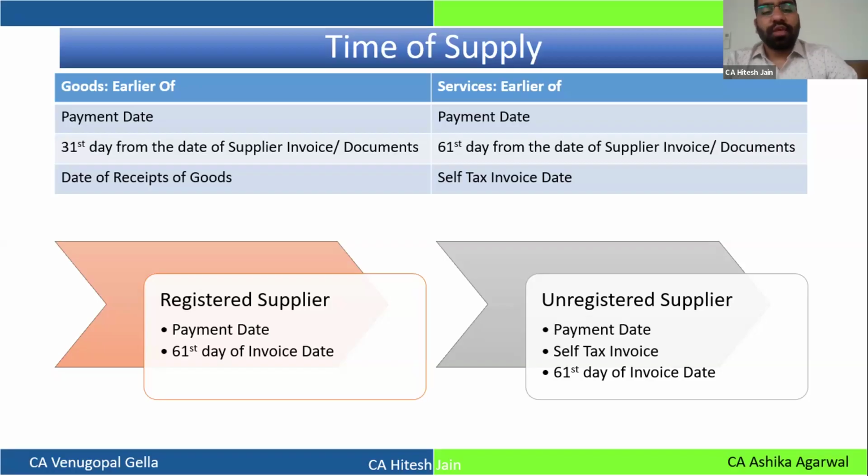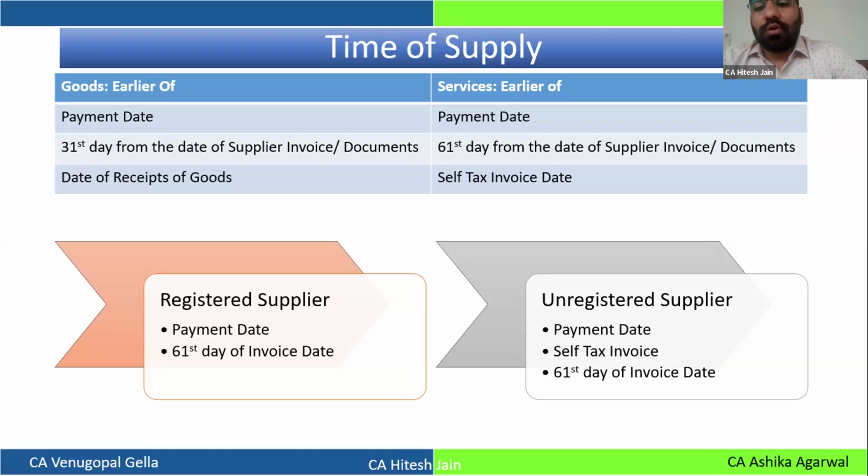In case of services, there has been a bifurcation between registered supplier and unregistered supplier. In case of registered supplier, it is earlier of payment date or the 61st day of invoice date, because if the supplier is registered in case of service and he is giving you an invoice, then from that invoice date you need to check the 61st date, or in case you have made the payment before such date, then on such payment date of making such payment, your RCM liability accrues.